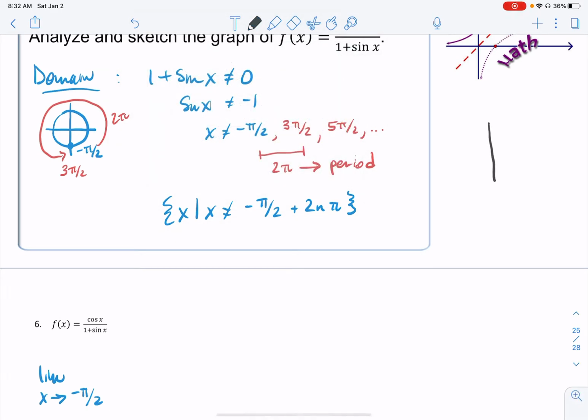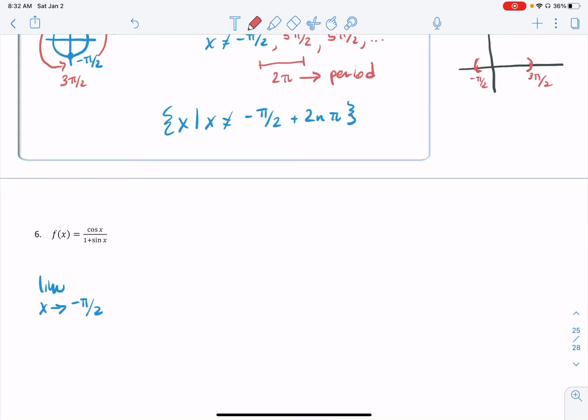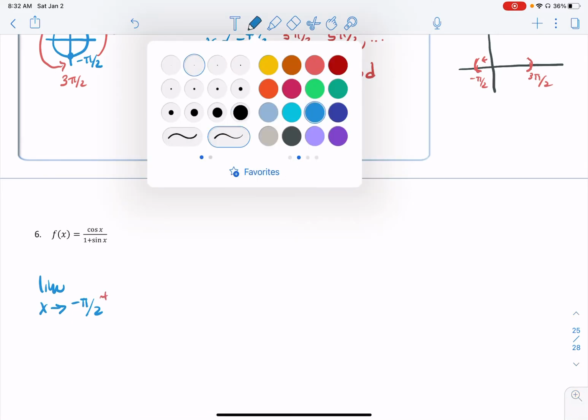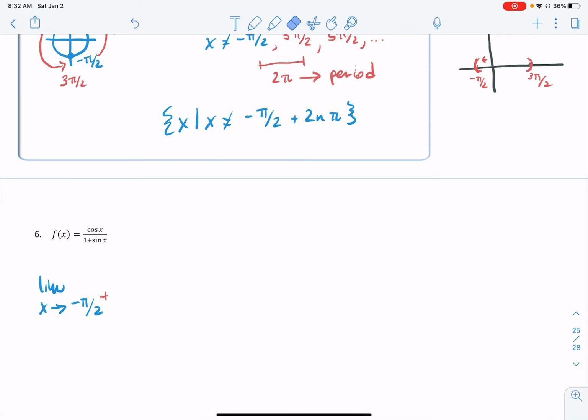Here's my x and my y axis. All right, and let's say that this right here is negative pi over 2, right? And then over here is going to be my 3 pi over 2. So it's within this little interval here. And if I am going to find the limit as x approaches negative pi over 2, I'm going to have to do that from this right-hand side here. And then this is the, no, cosine. It's right there on the screen. Come on. Over 1 plus sine x.